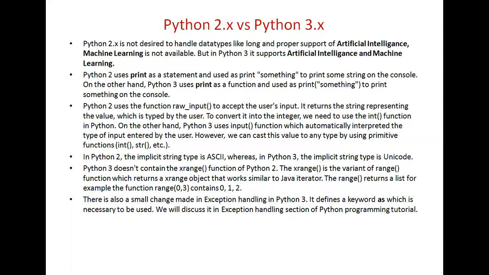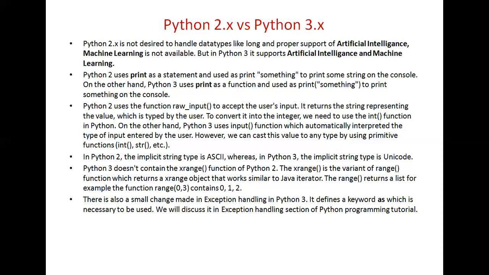Okay. Next. The next difference is Python 2 uses the function raw_input to accept the user's input. If you want to accept the user's input, then Python 2 uses raw_input, but Python 3 uses the input function. Okay, input function. And in Python 2, we can't cast by using primitive functions like int, str. But in Python 3, we can cast. It's type casting.